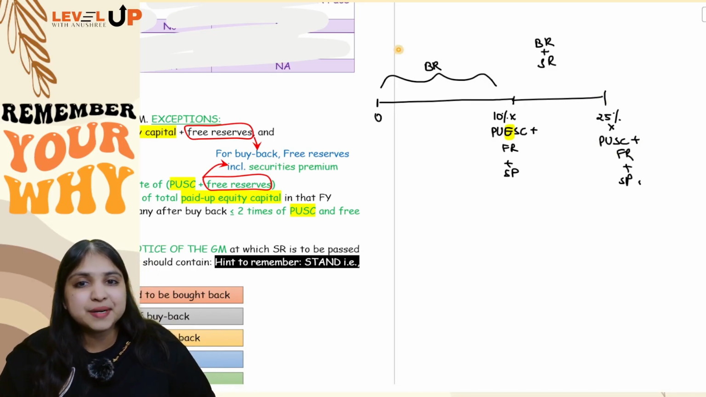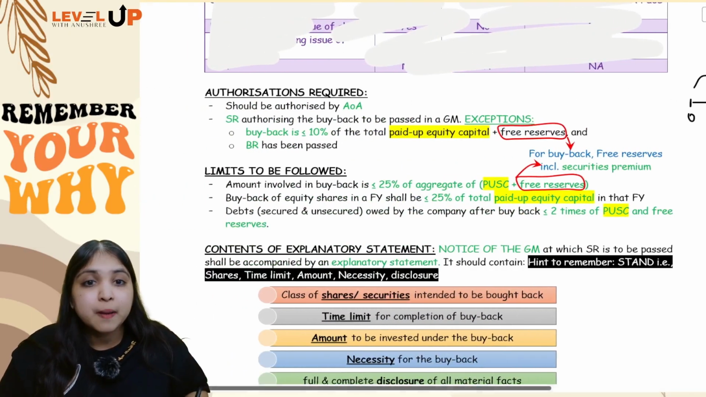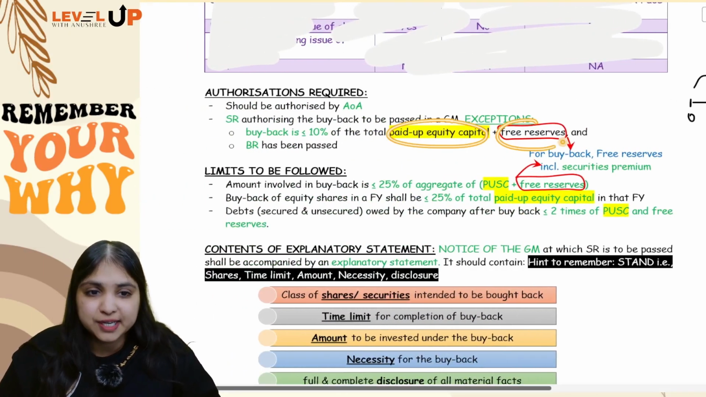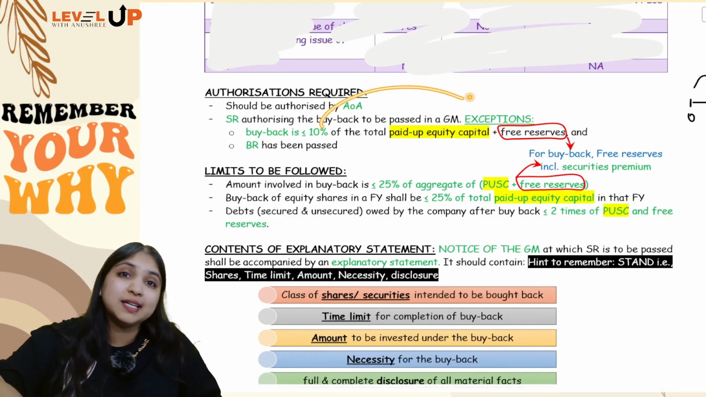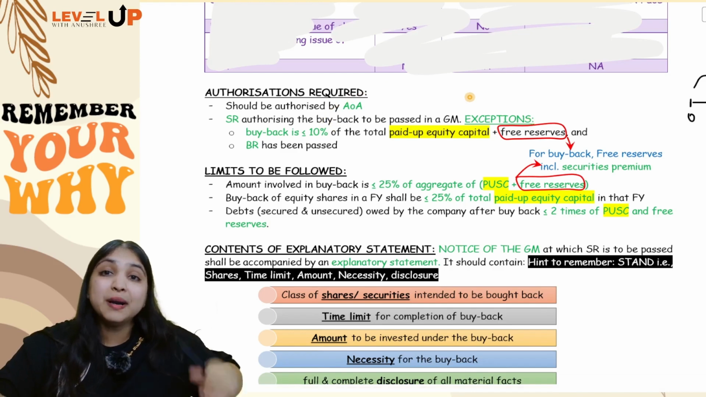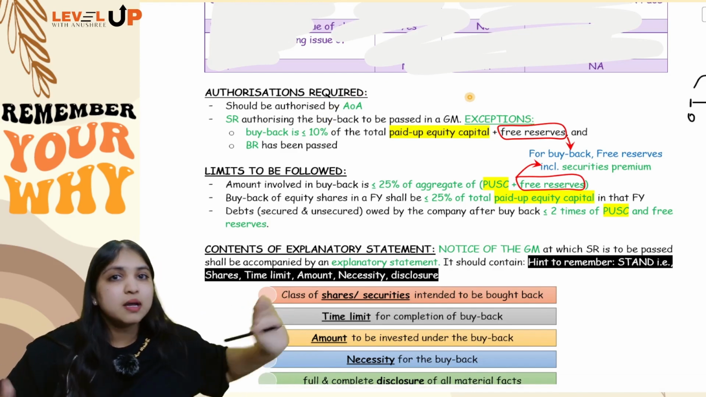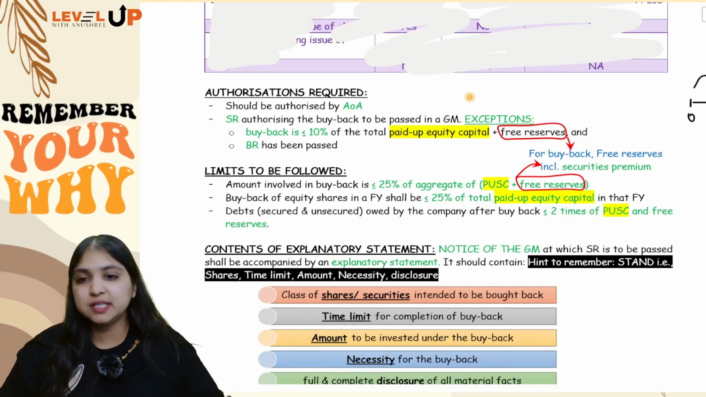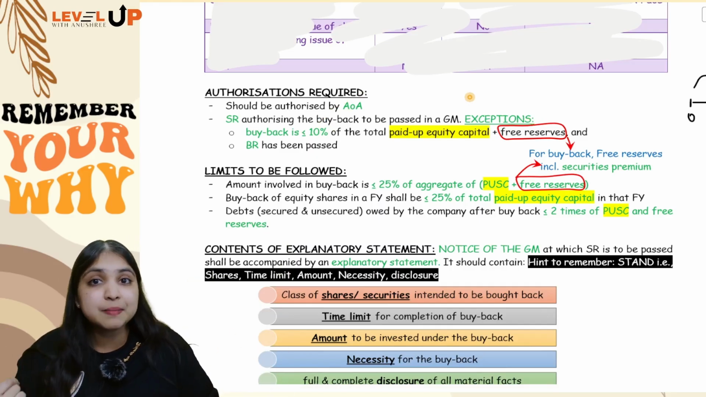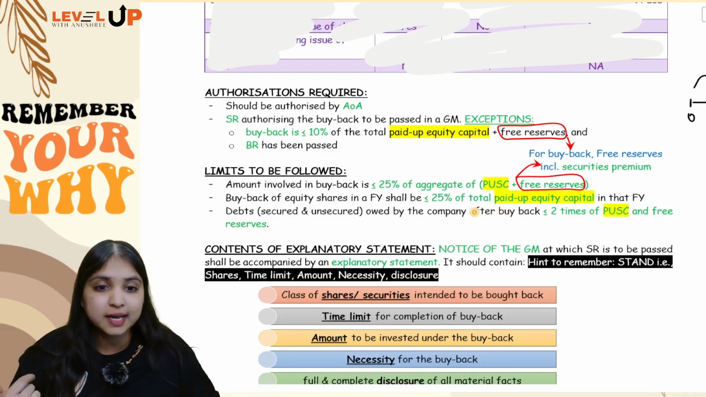Okay. So if the company is spending up to 10% of paid up equity capital plus free reserves plus securities premium, BR alone is enough. But if the company is spending more than 10%, SR is also required. But how much maximum company can spend? Maximum company can spend 25% of paid up share capital plus free reserves plus securities premium. And maximum how many shares the company can buy back in a year guys?